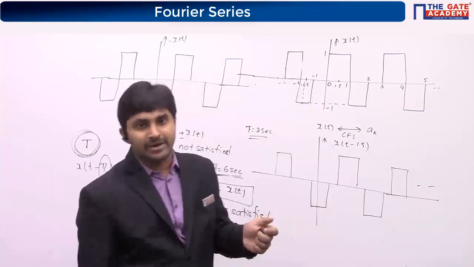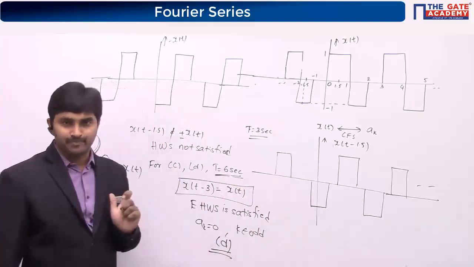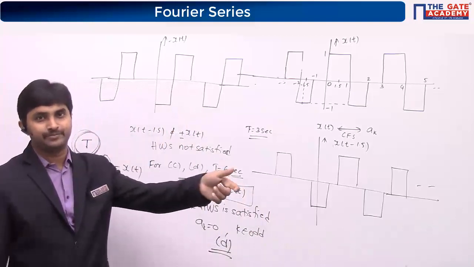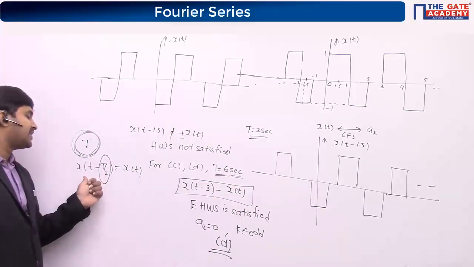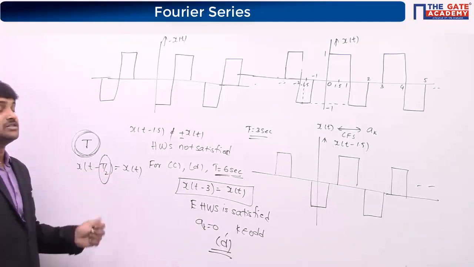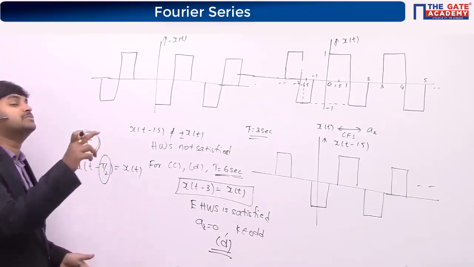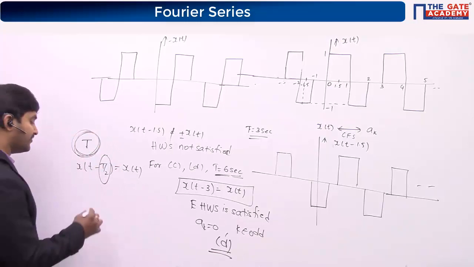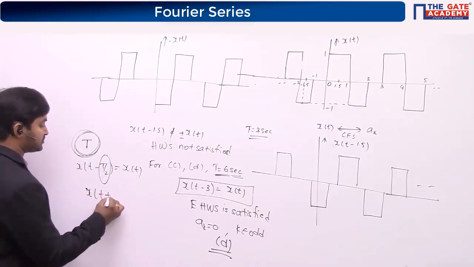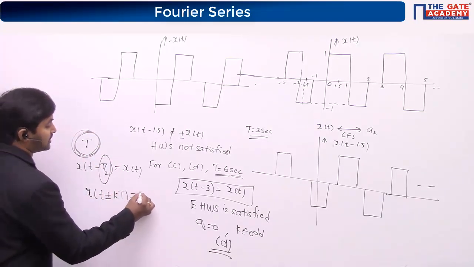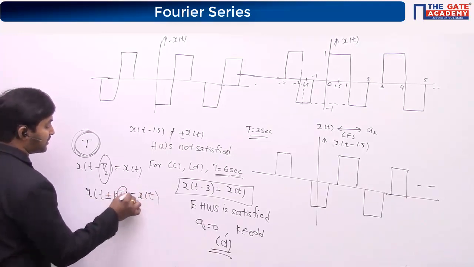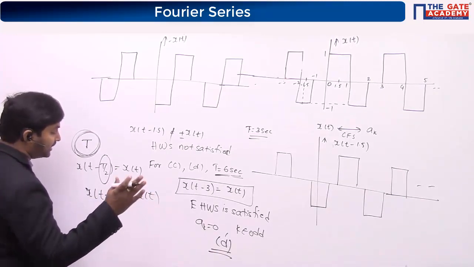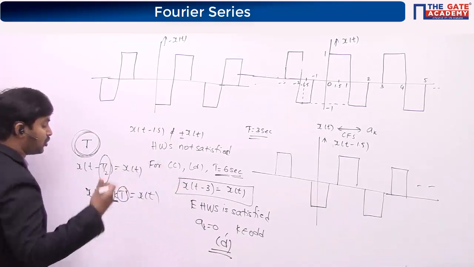Because the fundamental time period is that particular minimum time period after which the signal is going to repeat. So if x of t minus T by 2 is equal to x of t, then I could have said T by 2 is going to be the fundamental time period. This is what we have learned: x of t plus or minus kT is equal to x of t, where T is the fundamental time period and k is any integer value, k equal to 1, 2, 3, 4 and so on.